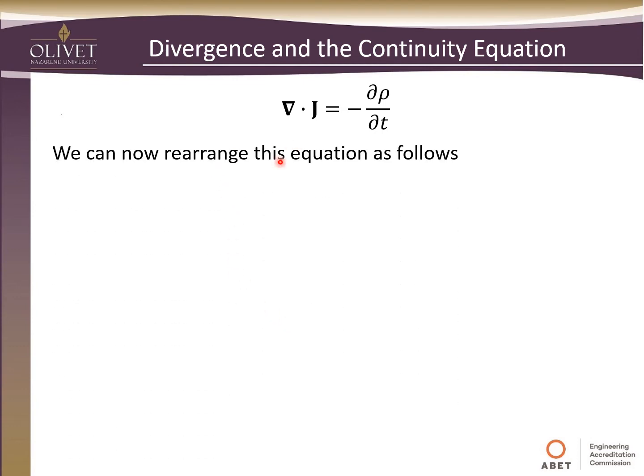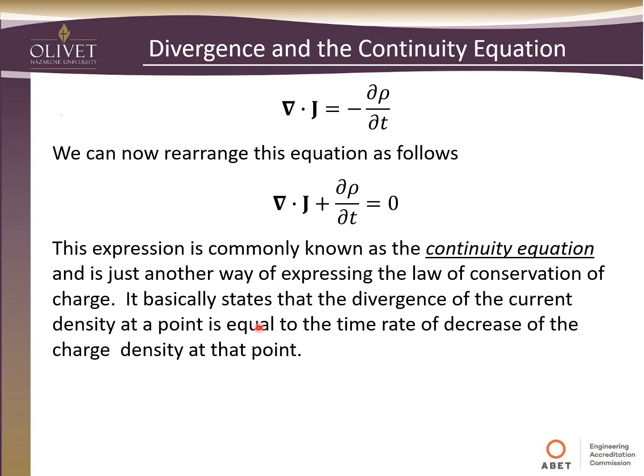So we can now rearrange this equation just a little bit as follows, just bringing the right-hand side over. So this is saying then that this current flow, the divergence of the current flow, plus the change of charge over time has got to equal 0. This is an important expression, and it has a name. We call it the continuity equation. It's just another way of expressing the law of conservation of charge.